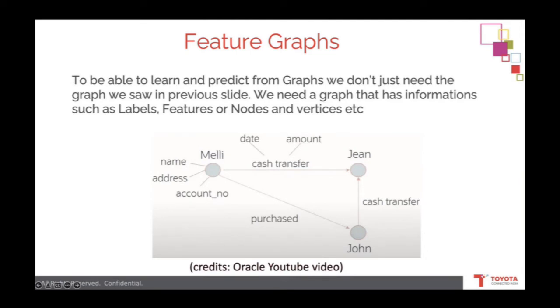When it comes to the feature vector for the relationship, Melly is transferring cash to Jane. What features could this transfer have? What is the date? What is the amount? Or what is the type, NEFT or some other type of cash transfer? Those could be part of the feature vector in the relationship. So this is a feature graph, where we can obtain most of the information easily.